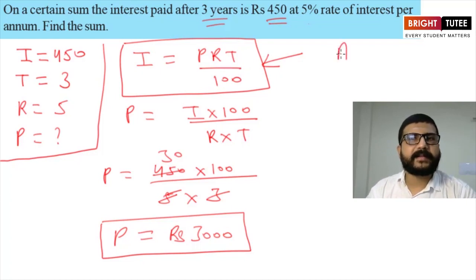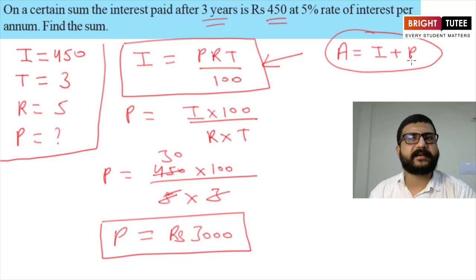And what will be the amount? Amount is equal to interest plus principal. That is, whenever we are paying back, we have to pay the amount which we borrowed, plus we have to give the charge also, which is interest. So it becomes P plus I. And we have seen few examples on all these things.